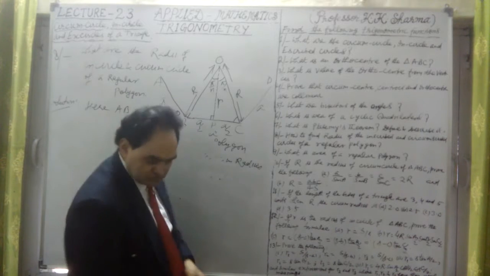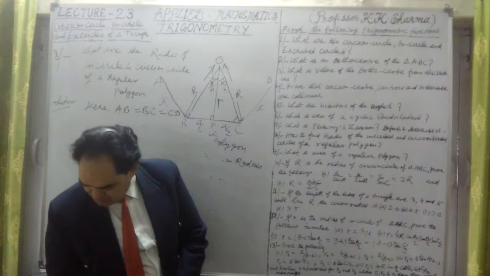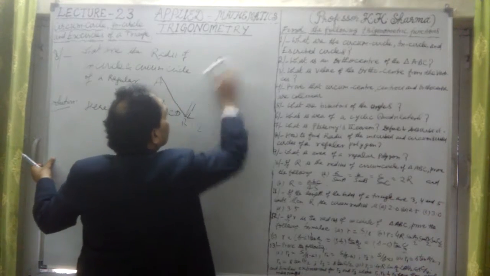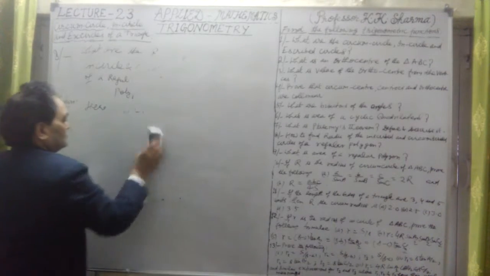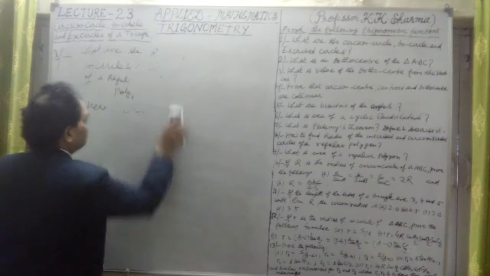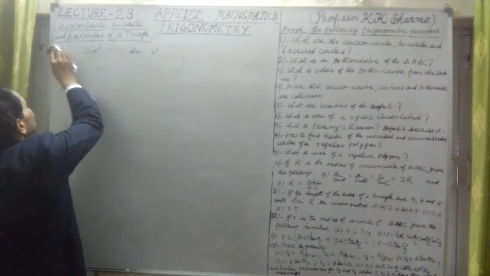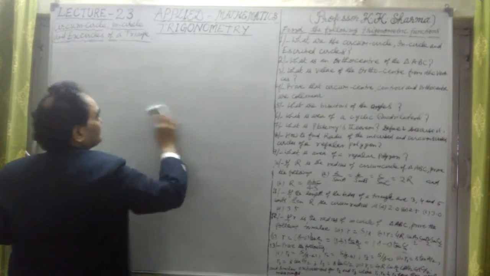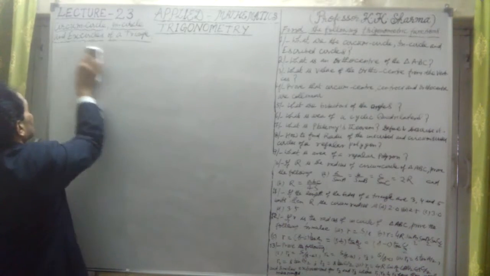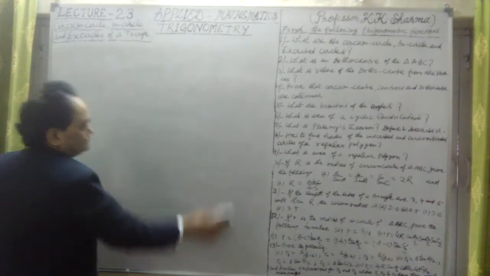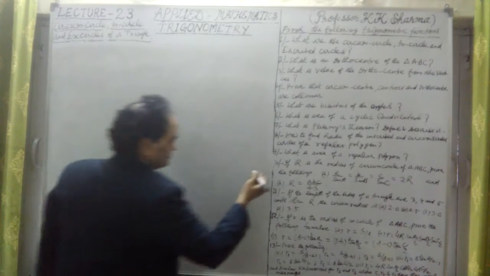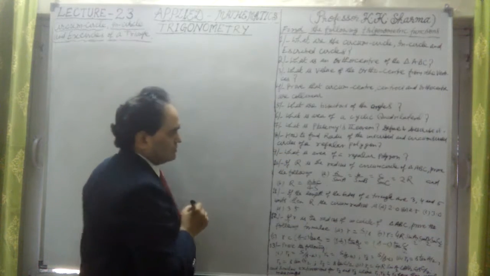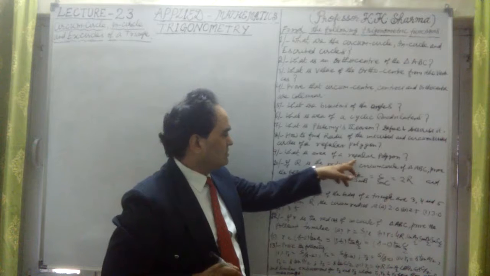Now let us take question number 9. What does question number 9 say? Let me check that. Okay, this is the area of the regular polygon. Now question number 9 says, what is the area of a regular polygon?